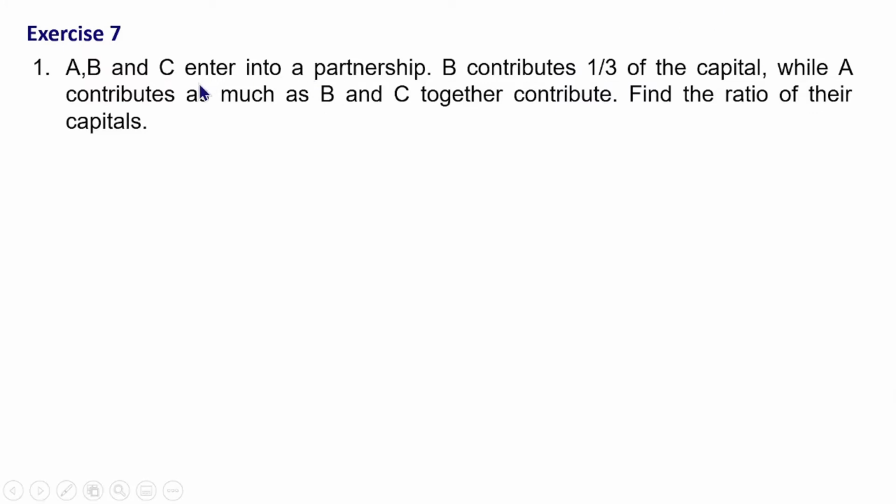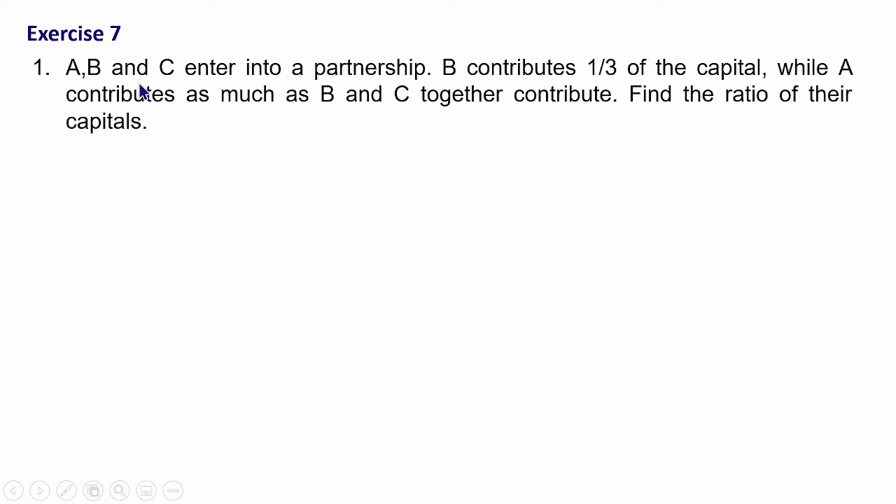Now moving on to the exercise questions. These are the questions from exercise 7 of unit 1 student support material. The first question: A, B and C enter into a partnership. B contributes 1/3 of the capital while A contributes as much as B and C together. Find the ratio of their capitals. The same question was given in the sample question paper. So let us solve this here.